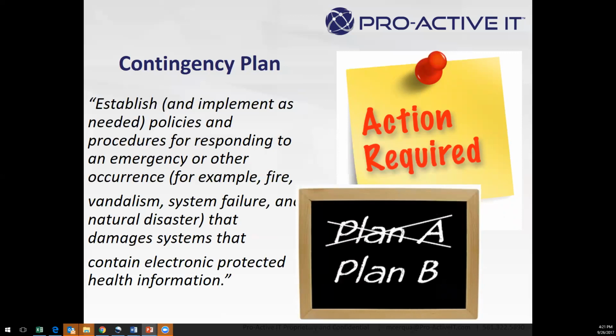In addition to a data backup plan, you're going to have a disaster recovery plan. Now, this says that you need to establish procedures to restore any loss of data, right? So it's backing up the data, then having a process in place to restore that data. And I would suggest that that system be automated, okay? And there's a lot of different ways that you can do that, okay?